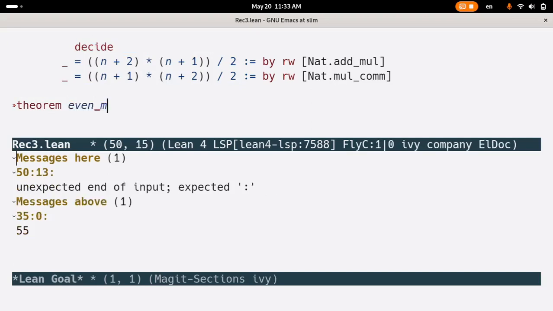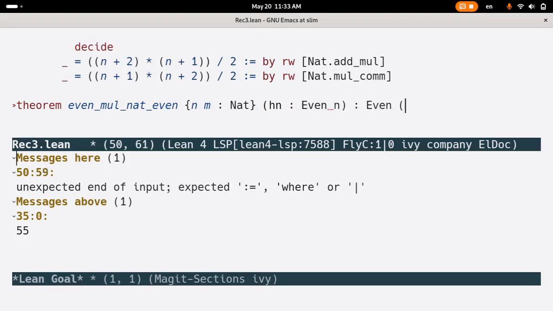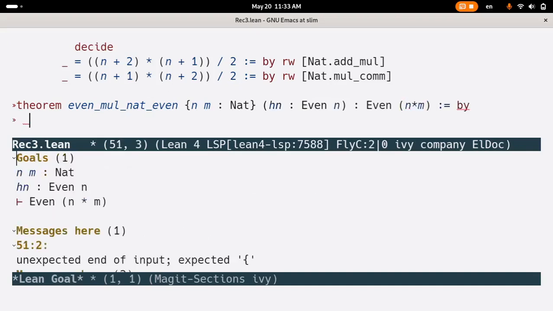To illustrate calc mode once again, I will prove that if you multiply an even number with a natural number, you get an even number. Here we have natural numbers n and m, and the hypothesis that n is an even number, and we have to conclude that n times m is also an even number. We enter the tactic mode.